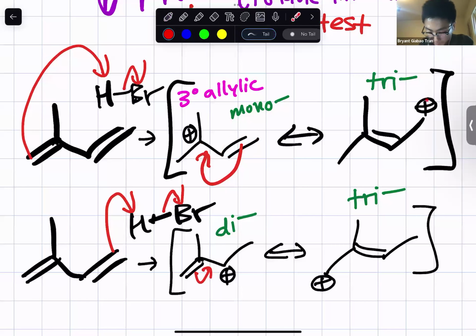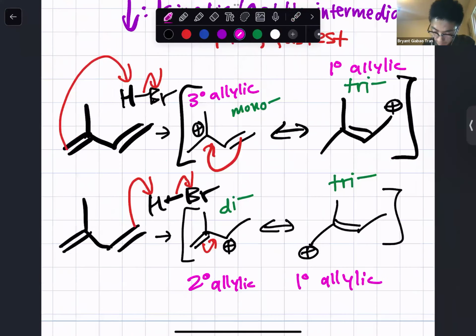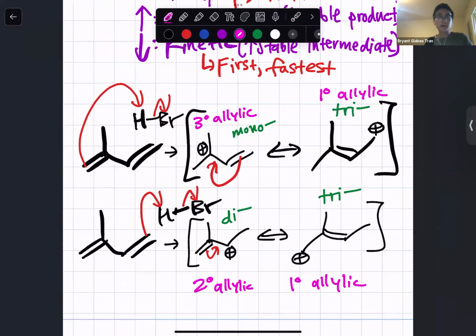This carbocation here is primary, but it's not only primary, it is primary allylic because it is one away from the double bond there. This one here is secondary allylic. This one here, primary allylic. Okay. Now, once we classified all of the substitution of the double bond and the carbocation, we can now determine which one is going to be our thermodynamic product and which one is going to be our kinetic product.